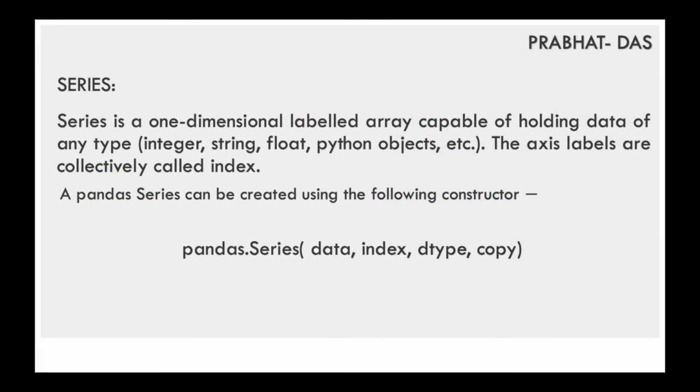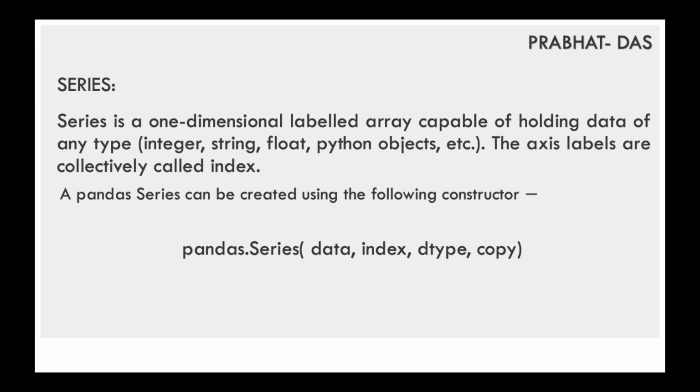Series is a one-dimensional labeled array capable of holding data of any type. It is capable of holding data of any type, either integer, string, float, Python objects, etc. All those axes which are labeled are basically called the index values, which we have already learned in list and NumPy array. A pandas Series can be created using the following constructor, that is pandas.Series, and it accepts the following parameters: the data, index, the data type and the copy.